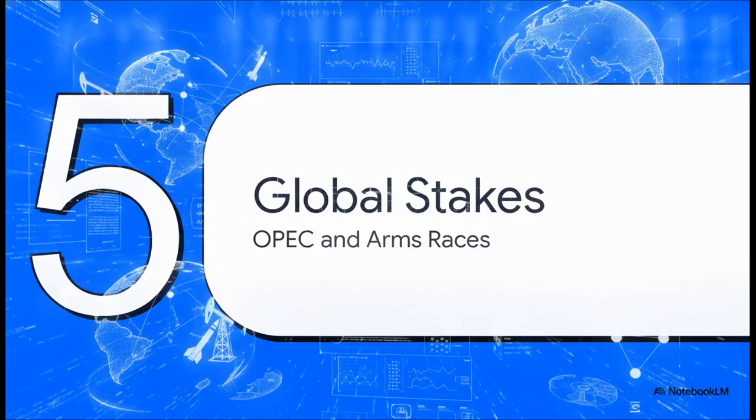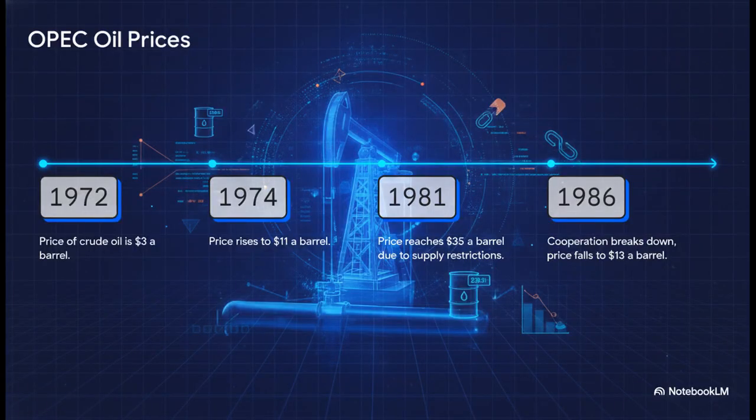Now let's zoom the simulation out for Section 5, Global Stakes, OPEC and Arms Races. A completely perfect real-world example of this is the OPEC cartel, which obviously controls a massive chunk of the world's oil. Initially, they were incredibly successful at restricting supply, artificially jacking up oil prices from just $3 a barrel in 1972 to a staggering $35 by 1981.